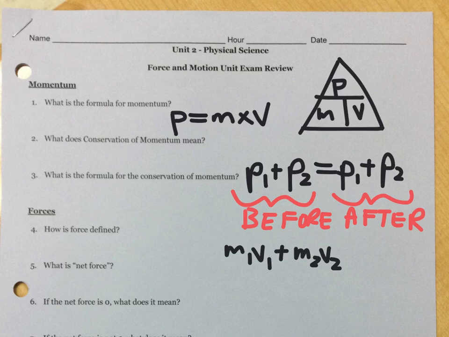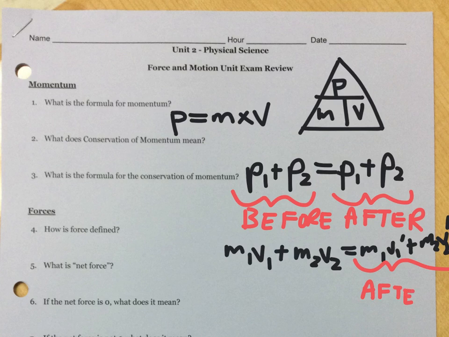The other way that we've seen this formula is m1v1, which is the momentum of object 1, plus m2v2, which is the momentum of object 2, equaling m1v1 prime plus m2v2 prime. And these primes just indicate after the collision. So again, all of this stuff on the right-hand side is after the collision. This prime symbol with the velocities just means after the collision. The masses have no prime because the mass is the same either way.